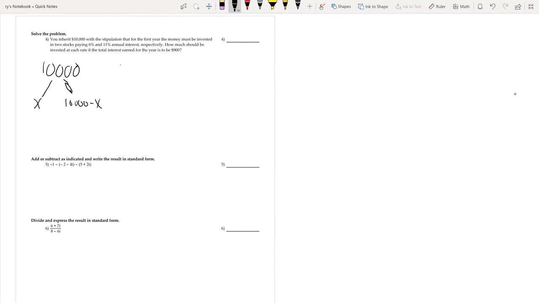For my interest rates, just remember 6% turns to 0.06. 11% turns to 0.11. So my equation for this, I'm breaking it up, will be 900 is equal to 0.6x plus 0.11 times 10,000 minus x.